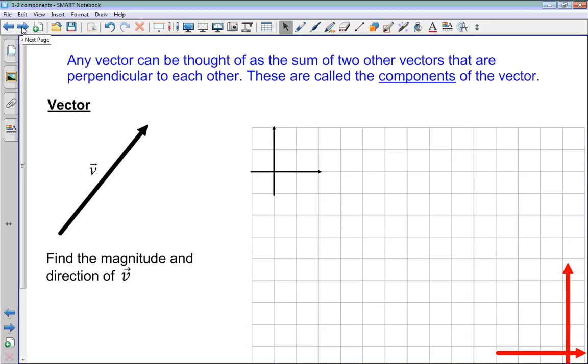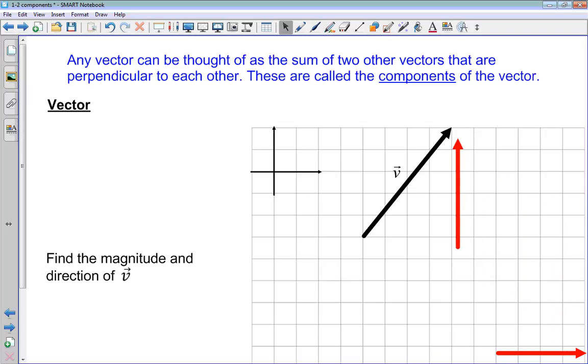So first off, let's just say what we mean by components here. Any vector can be thought of as the sum of two other vectors that are perpendicular to each other. These two vectors add together to make up the vector that we are interested in. So these are called the components of the vector. So if I've got a vector v here, and I want to think about it in terms of its components, well, I need to have two vectors that are perpendicular to each other that add to give me vector v. So I'm going to have a vector that is vertical and a vector that is horizontal.